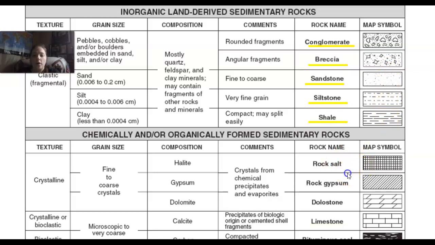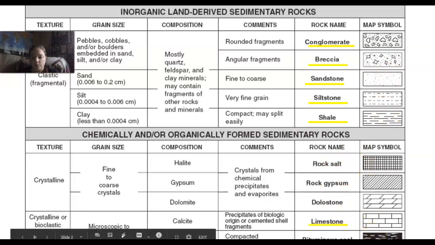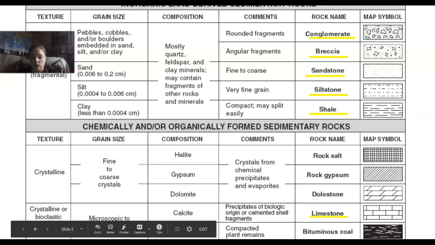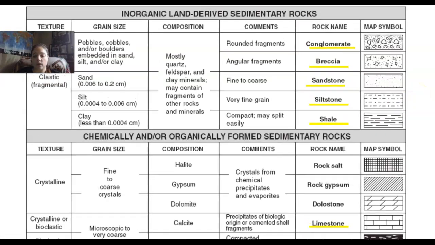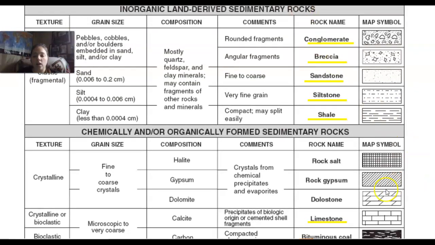And then on this bottom part, you've got limestone. Let me scooch this down a little bit more. Limestone looks like bricks. Just looks like bricks. And then you have bituminous coal. It is going to be black. I'm sorry, it's really hard for me to see. You'll have that black with lines in it. All right.